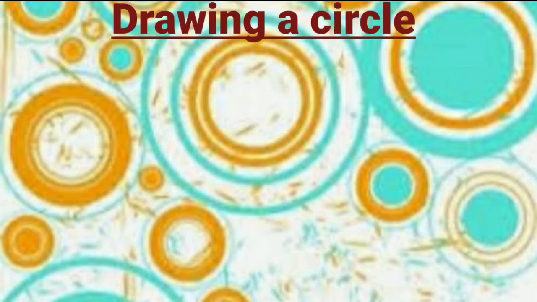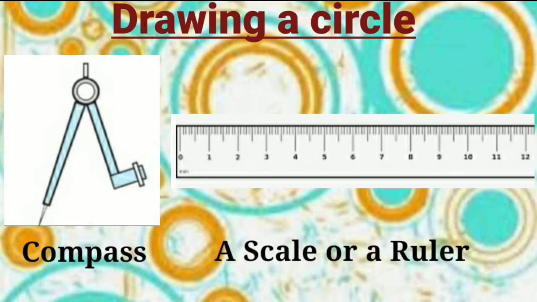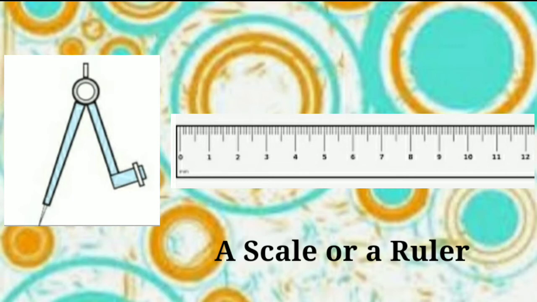Now we shall learn how to draw a circle. To construct a circle, we need two geometrical instruments, a compass and a scale or a ruler. We use a compass to draw a circle. One arm of the compass has a metal point, while the other arm has a place to fix a pencil. A pencil of a suitable length is fixed to the compass.